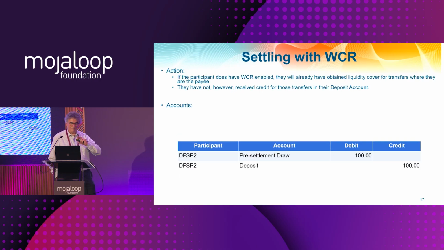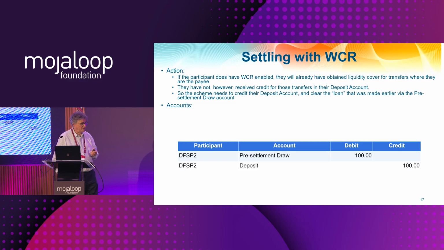So if the participant already has working capital reduction enabled, they will already have liquidity cover for the transfers, but they haven't got credit in the deposit account. So the scheme needs to credit their deposit account and clear the loan that we talked about earlier that was made via the pre-settlement draw account. So what we do is we debit the pre-settlement draw, which we credited before, and credit the deposit account to say, you have those funds. Okay?